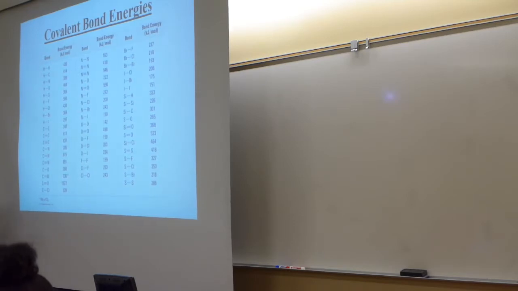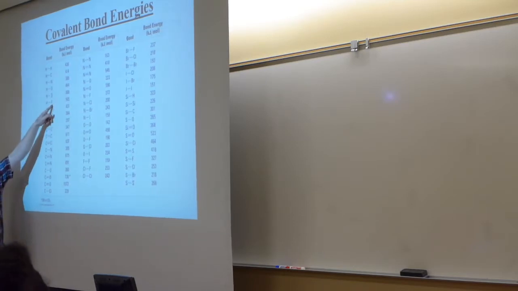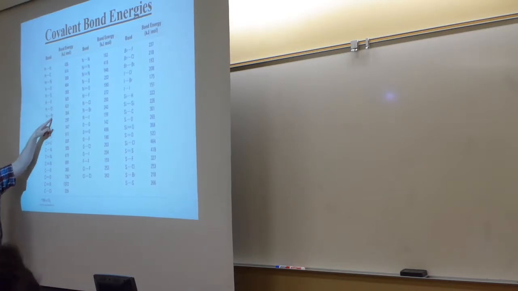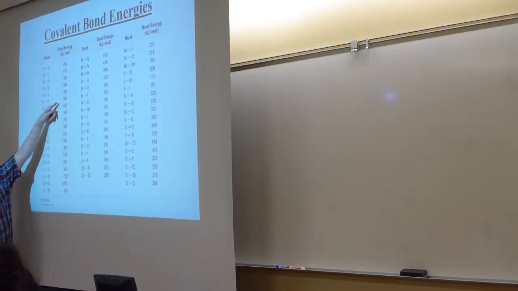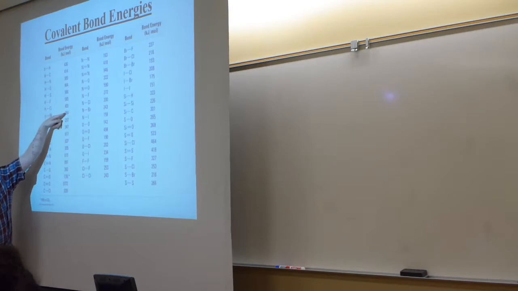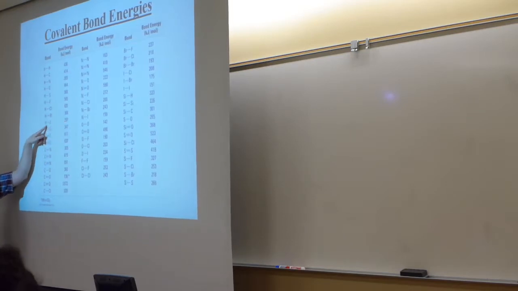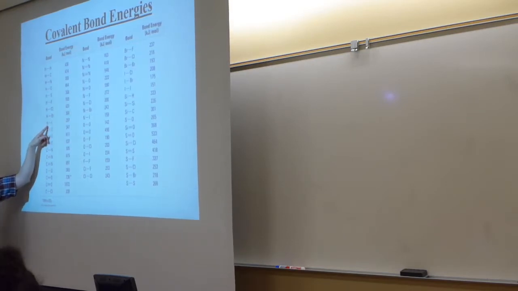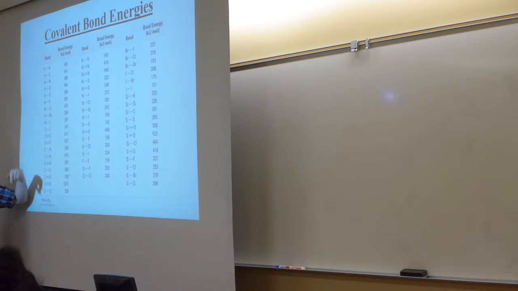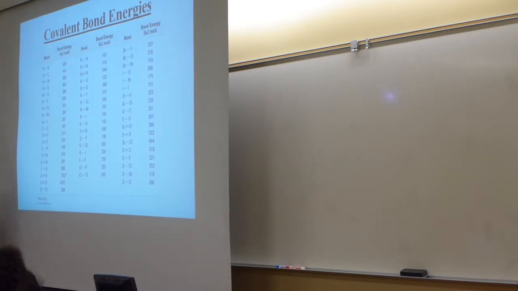What you also might notice is that if you look at HF versus HCl versus HBr versus HI, what do you notice about the bond energies? They decrease as the bond polarity decreases. So typically the more polar the bond, the stronger the bond. So that's something else you should be aware of.